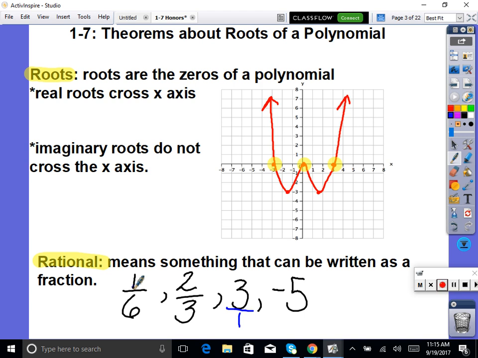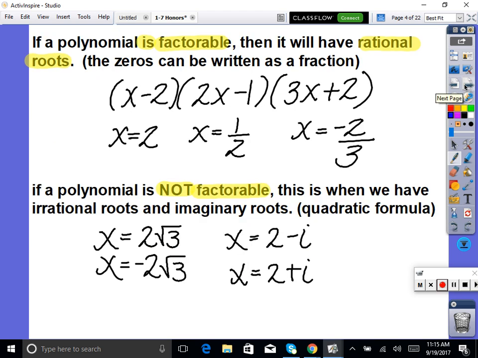So if I said to you, here are the solutions of a polynomial, they would be rational roots. Does everybody agree? Okay, so that's what we're going to be dealing with today, is rational roots. Fractional or whole number roots.